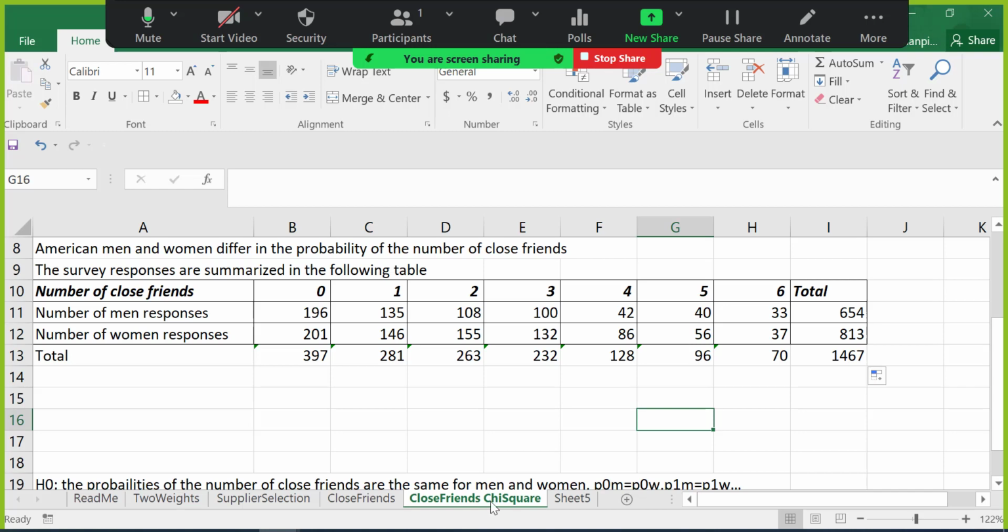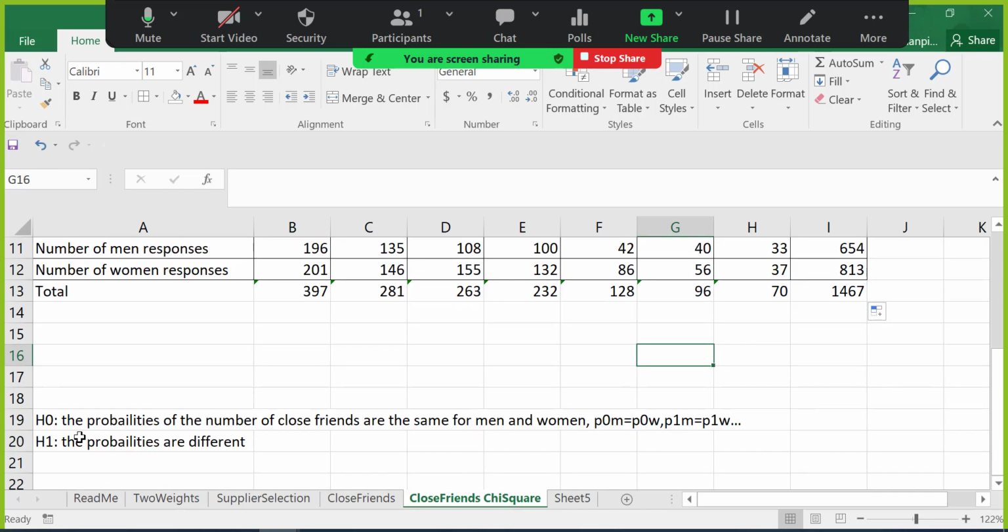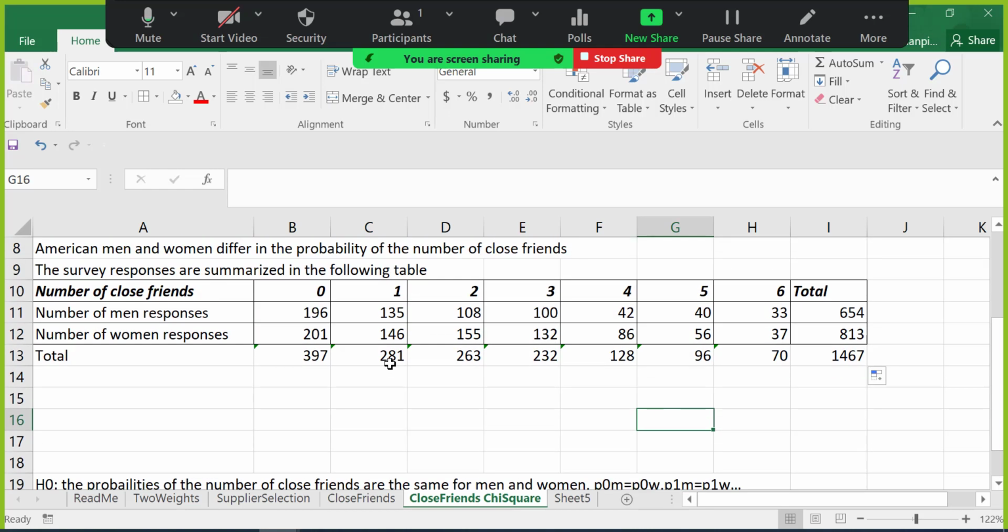Okay, so we come back to this problem, the close friends chi-square test. The null hypothesis is that the probability of the number of close friends is the same for men and women. The alternative is that they are different. So the first thing we need to do is calculate the subtotal for each column and each row.